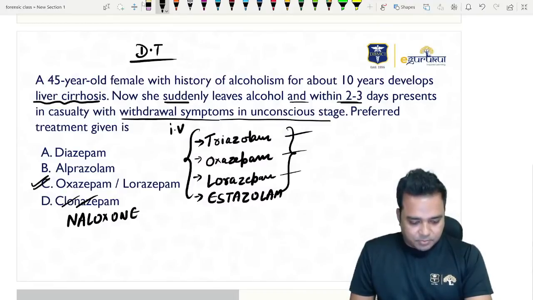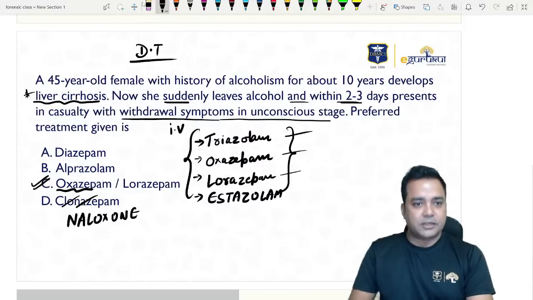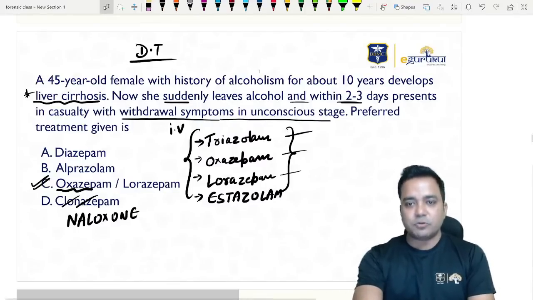Alprazolam, midazolam, diazepam, oxazepam. So go with oxazepam given this liver damage condition, or anything in relation to that, LFT was abnormal or something like that.